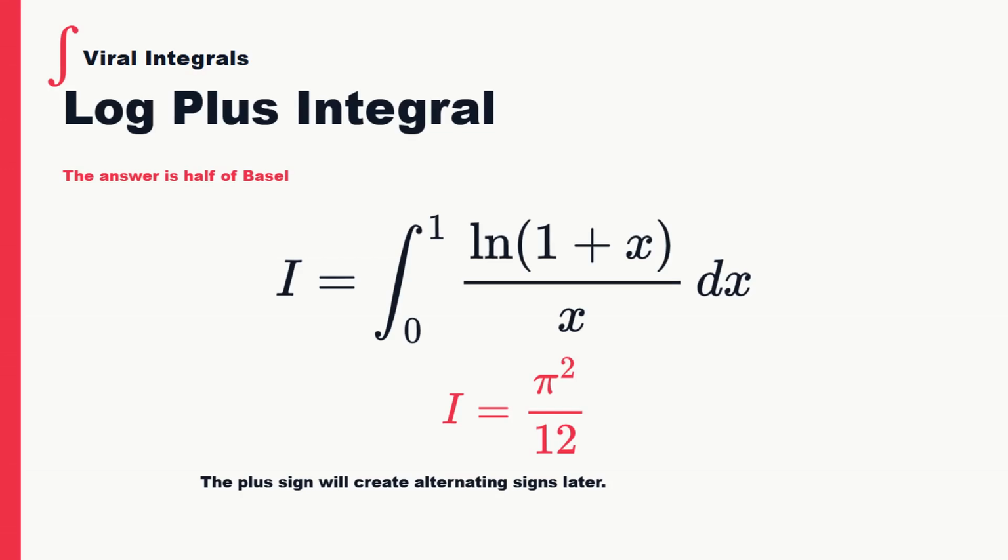So today we're going to be taking a look at this integral that evaluates to pi squared over 12. And we're going to be using the Basel result from a previous video, that is that the sum of the reciprocals of the squares is pi squared over 6. So we're going to be using that result.